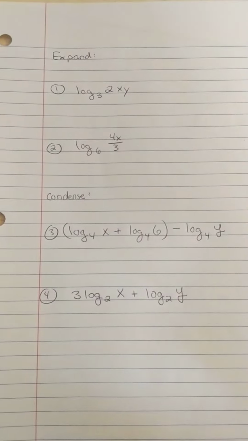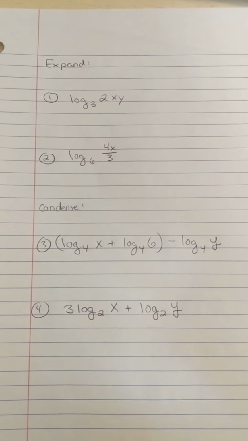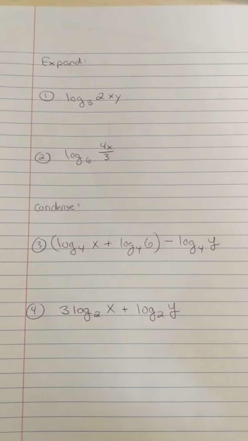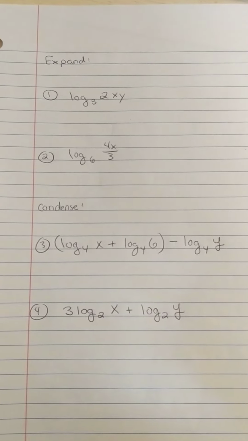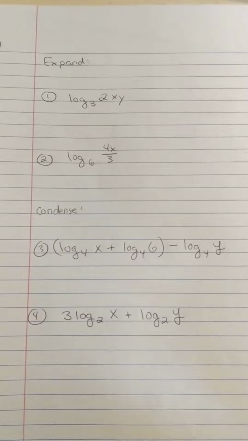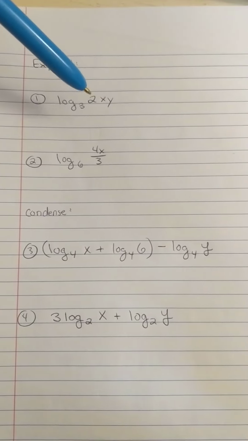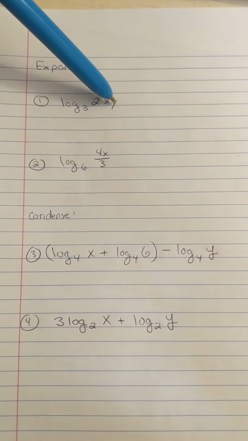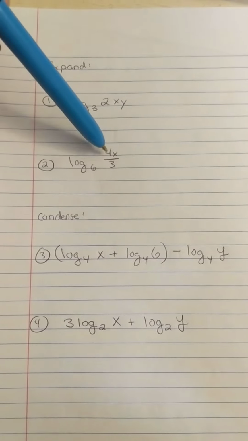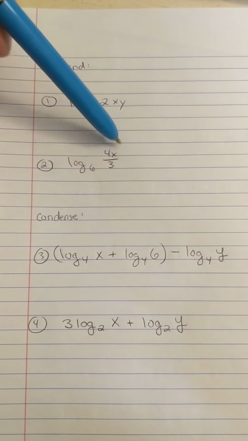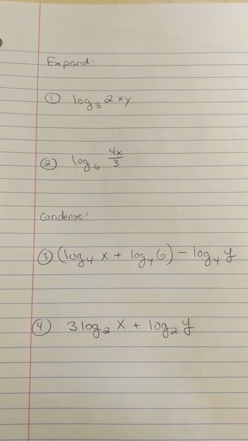So pretty straightforward. For today, you're just going to try 4 problems. Now I have made these a little bit harder than what I had previously. So the first 2 you're expanding. Now notice how I have 2 times x times y. So there's a little hint for you. This is 4 times x, and both of these are being divided by 3.